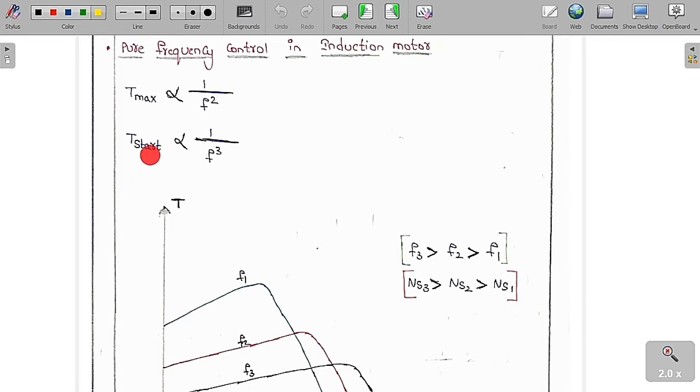Whereas the starting torque, at the starting NR is equal to 0, so S is equal to 1. If we substitute in the general expression, we are going to get 3 into 60 by 2 pi ns into V2 square R2 by R2 square plus x2 square. You can see clearly x2 is proportional to f, so f square. But in ns also there is one frequency, so f into f square is proportional to f cube, so 1 by f cube. So Tmax is inversely proportional to the square of frequency and the starting torque is inversely proportional to 1 by f cube.